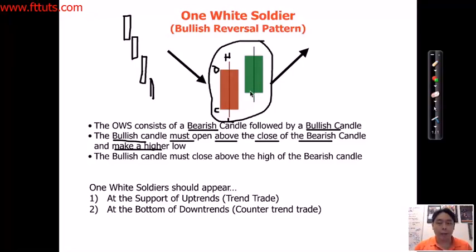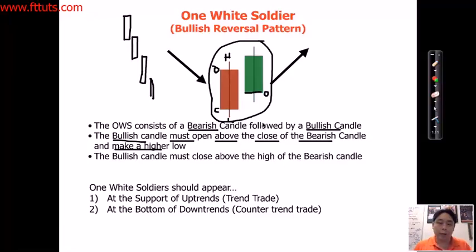Now, the bullish candle, the opening price is over here at the bottom of the body, right? So the rule is such that the opening price of the bullish candle must be above the close of the bearish candle. So that is the first criteria that must be met. Okay, that's what it says over here.